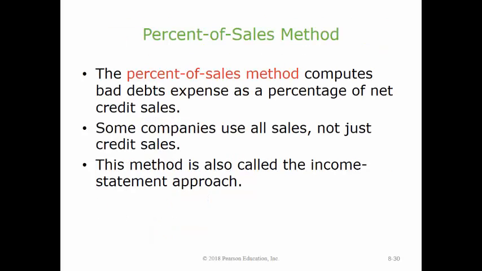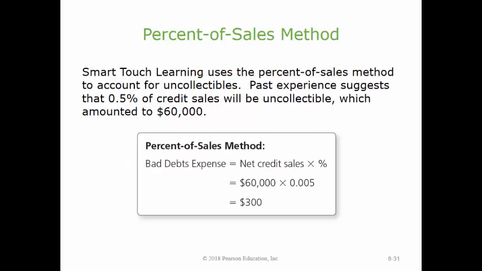The percent of sales method is a method of estimating uncollectible receivables that calculates bad debt expense based upon a percentage of net credit sales. The percentage will be based on experience and an actuarial assessment of historical patterns. This method is called the income statement approach because it focuses on the amount of expense that is reported on the income statement. The percent of sales method calculates bad debt expense based upon a percentage of net credit sales.